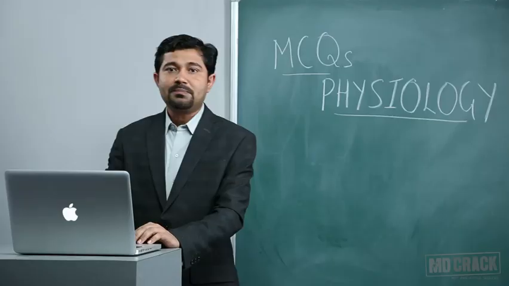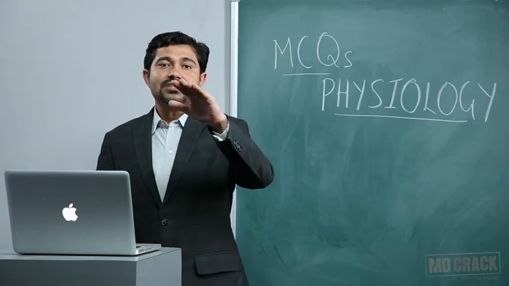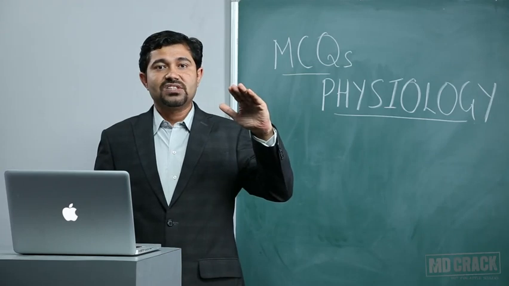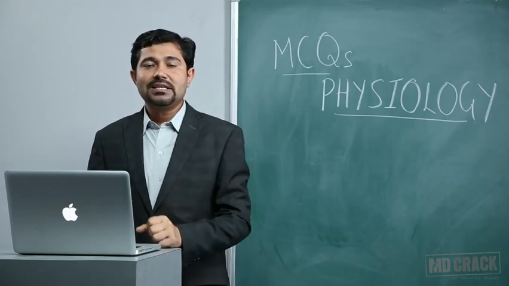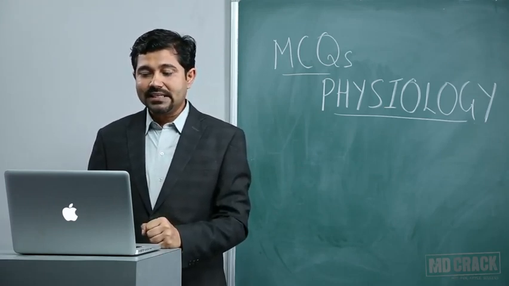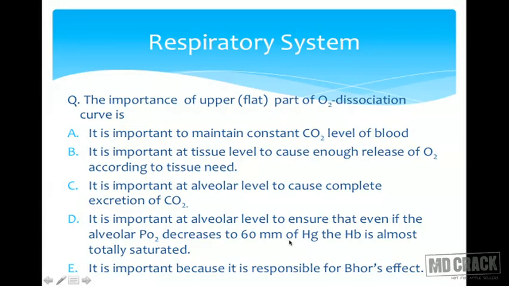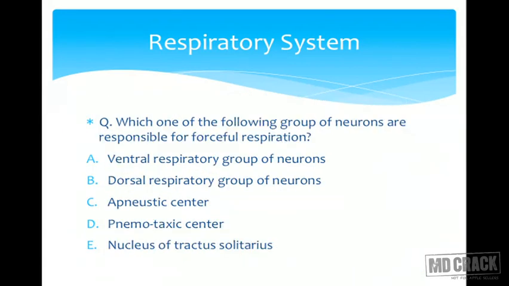Now what do you see in the flat part? The flat part is mainly indicating that the percentage saturation of Hb remains almost constant in the upper part, even if the partial pressure of oxygen decreases. So naturally, if you analyze this, what is the importance of that? Which option among these can be correct? Yes, option D, which shows that it is important at the lung or alveolar level, where even if the partial pressure has decreased, the percentage O2 saturation remains almost normal. Going to the next question.